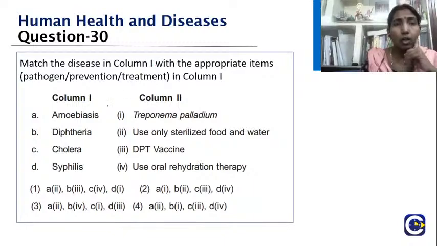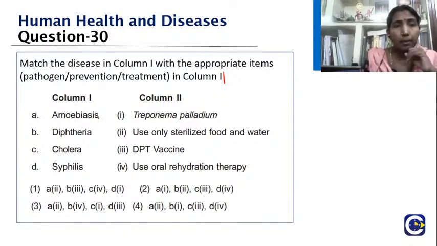Coming to the last question. Match the disease in column 1 with the pathogen, prevention or treatment that is given in column 2. Amoebiasis, diphtheria, cholera, syphilis. They have given Treponema pallidum. Use only sterilized food and water. DPT vaccine. Use oral rehydration therapy.